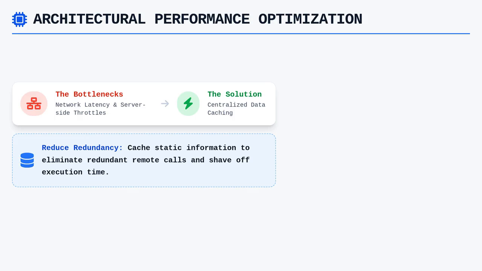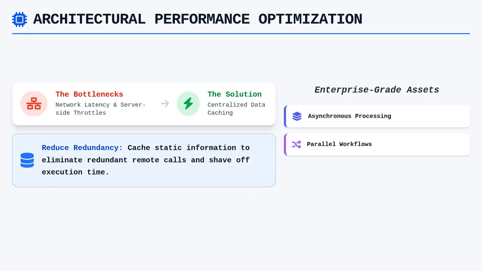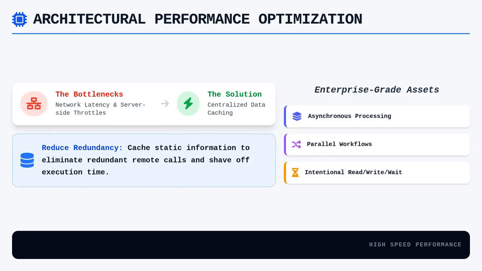When dealing with enterprise environments, adhere to high-performance design patterns that emphasize asynchronous processing and parallel workflows where possible. By being intentional about when you read, write, and wait, you transform your automations from simple scripts into enterprise-grade assets capable of sustained, high-speed performance. Always profile your process with a focus on where the physical interaction meets the logical flow.